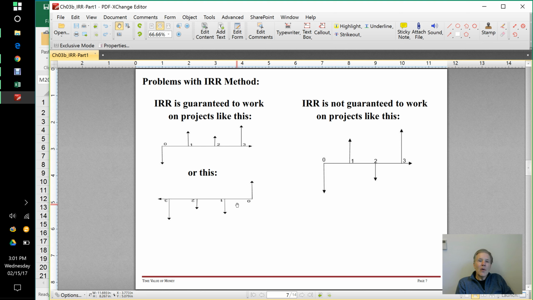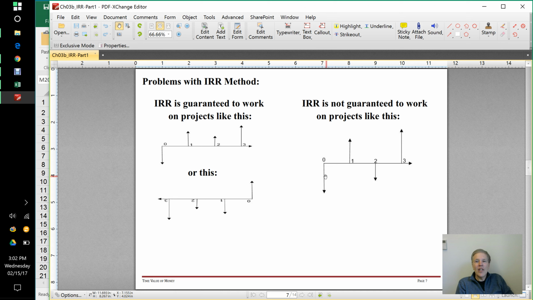It's also true if we have a project whose cash flows are all negative except for one at the end, or clearly one at the beginning, something like that, then the IRR method is guaranteed to work in the same way. If we can find the roots of our polynomial or our real equation, find the smallest real root, that's the number that we want. So that's really good. Internal rate of return is not guaranteed to work for projects like this.